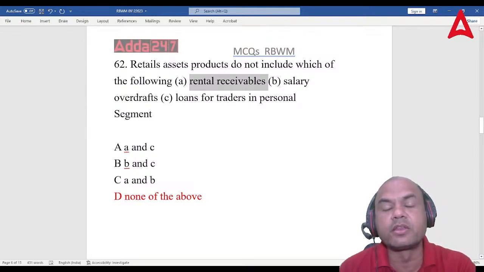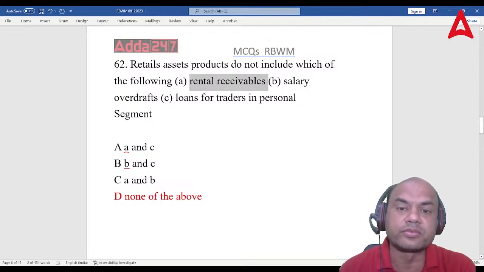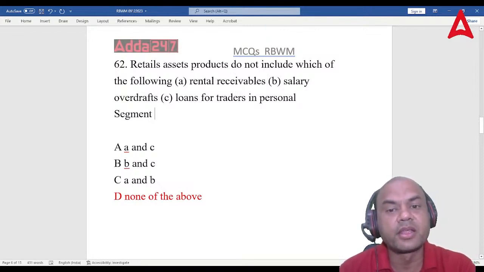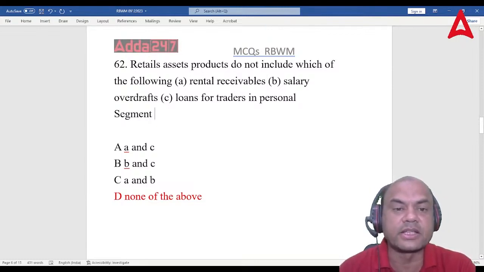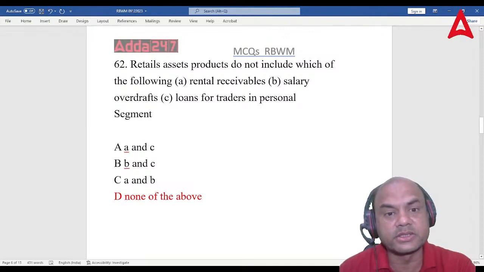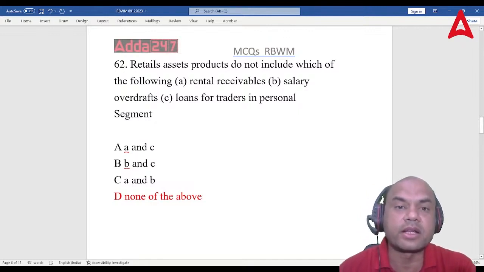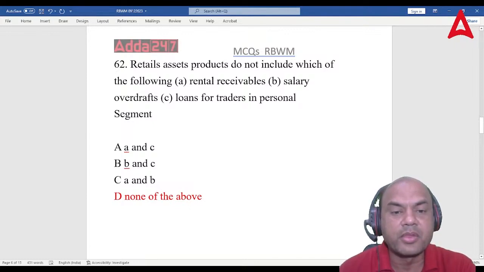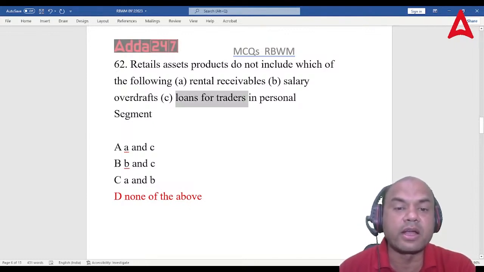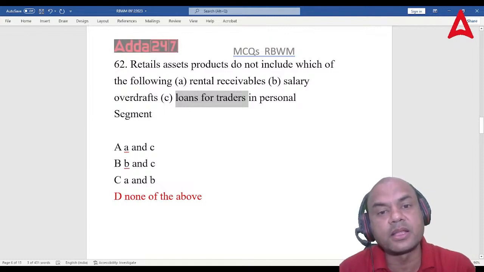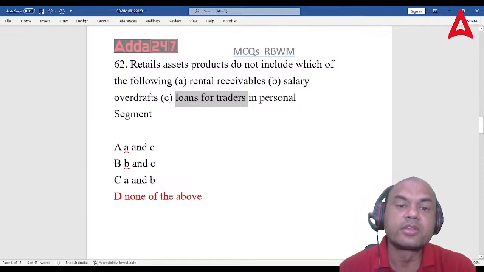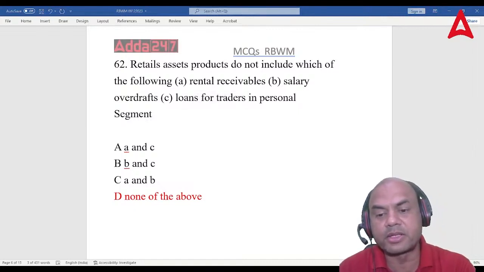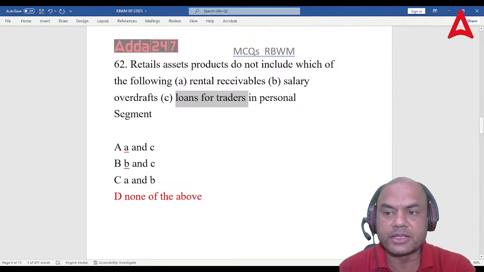Rental receivables means we give the loan on the rentals. If somebody is getting some rent, I can fund that customer on a regular basis on that rent also, because after all, that's like an EMI to that person, or a SIP to that person. Second is salary overdrafts. Salary ODs means OD to the salary account. If somebody is getting a regular salary, I can offer that customer a 1 month or 2 month salary OD. Loan to traders. Remember, many of you felt that traders is a corporate loan. No, small traders and MSME is a retail loan. Remember this, it's a retail loan. Got it? Next one.